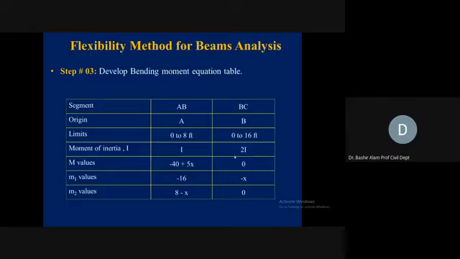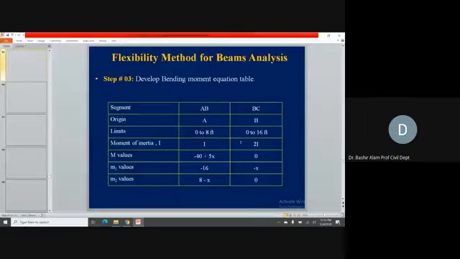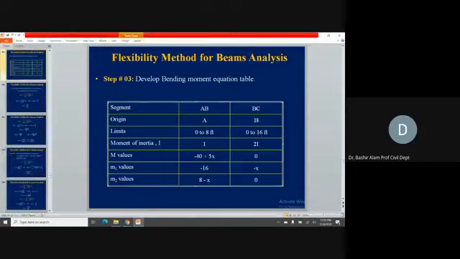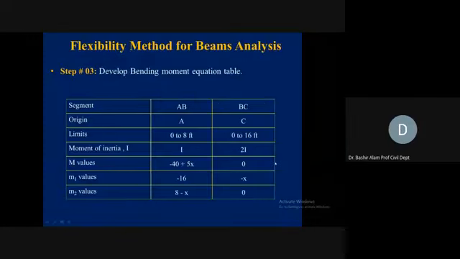Already we have the origins. Now again, here this is a mistake. For BC we took the origin as C, so let's now correct this. This is C. And these are the capital M values for each member, the M1 values for each member and the M2 values.